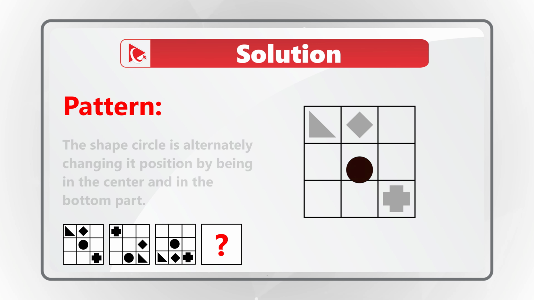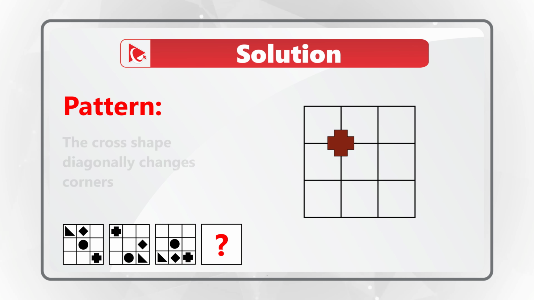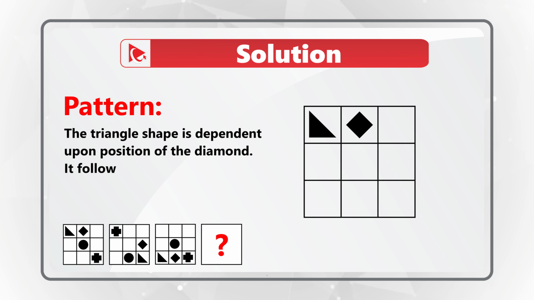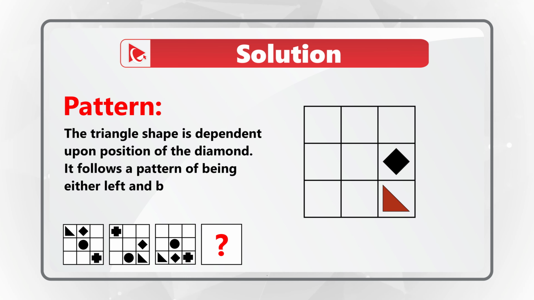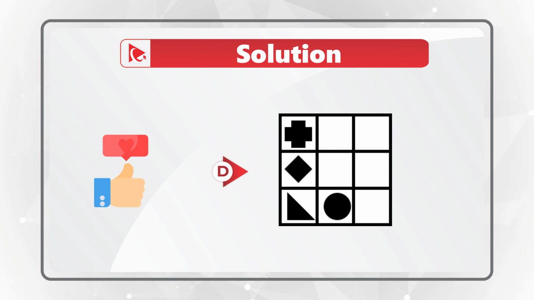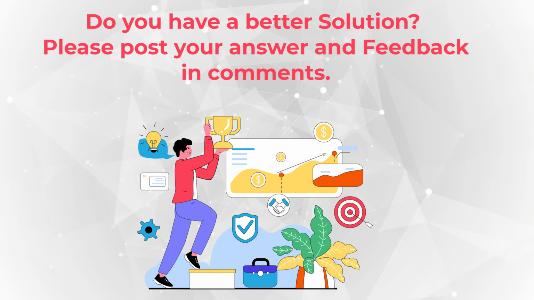As part of pattern 3, the cross shape diagonally changes corners. And the most interesting is pattern 4. In this pattern, the triangle shape is dependent upon the position of the diamond. Triangle follows the diamond and is in the pattern of being either to the left or below the diamond shape. This is why the correct choice here is choice D. Hopefully you've nailed this question and now know how to answer similar problems on the test.